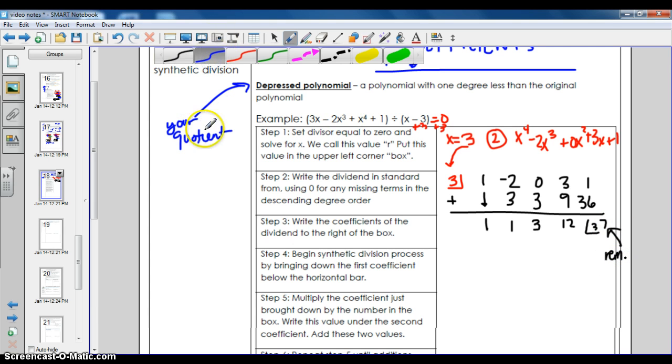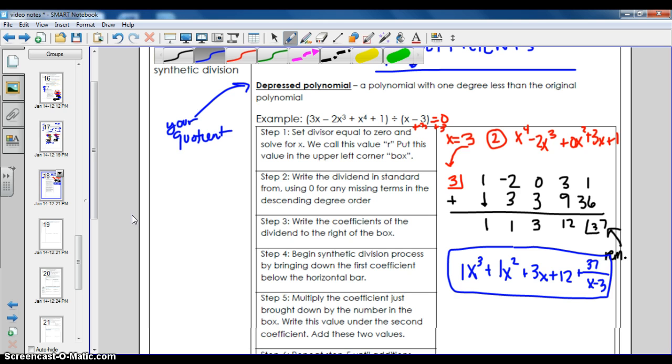So to write this, again, it's a depressed polynomial, so it's 1 degree less than the original. So if the original's to the 4th, then this is going to be to the 3rd. So it's a 1x to the 3rd. We don't have to put the 1, but let's go ahead and do that. Then it is 1x squared. Then it is 3x. Then it is 12 with a remainder that is 37 over, we still do over the divisor. So there's our final answer.